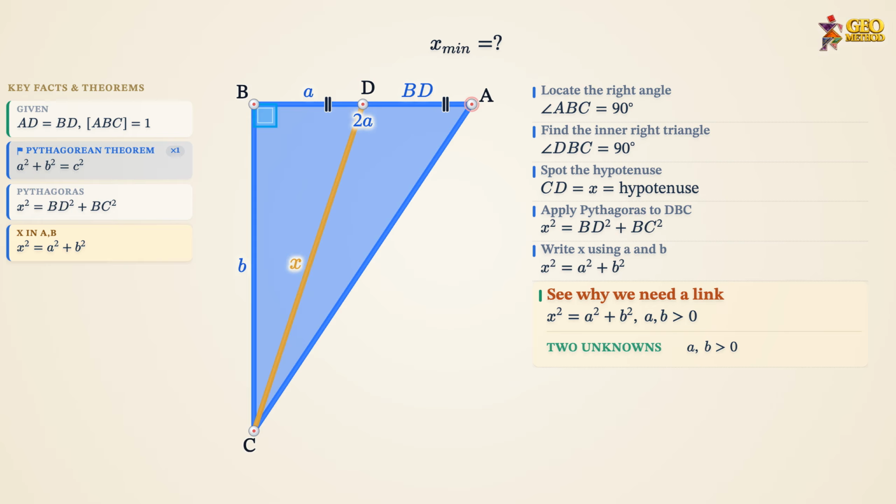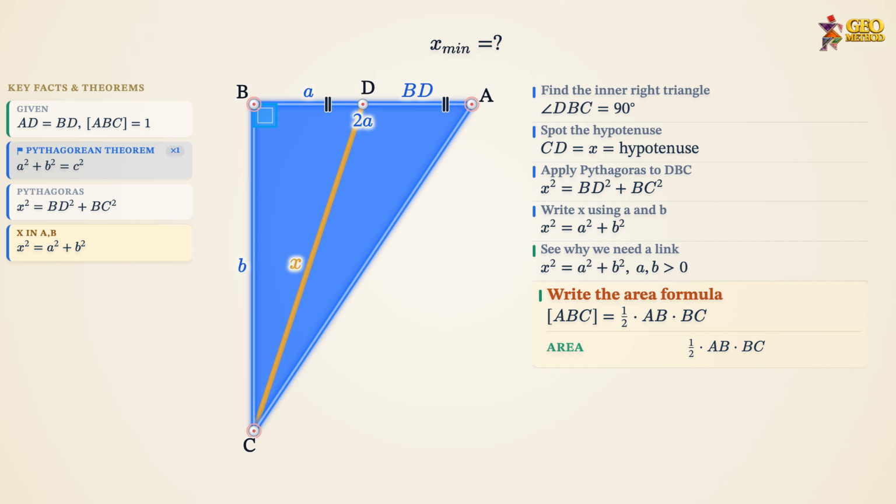Right now, x depends on two free lengths, a and b. If both could shrink to nothing, x would too. So there must be a rule tying them together. That rule is the fixed area, which we bring in next.